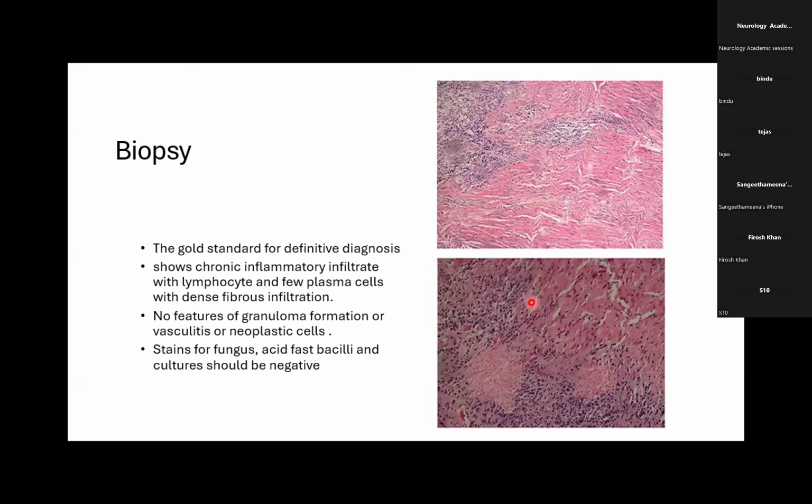This is a magnified image of the same picture, which is showing dense lymphocytic infiltration with fibrous infiltrations.